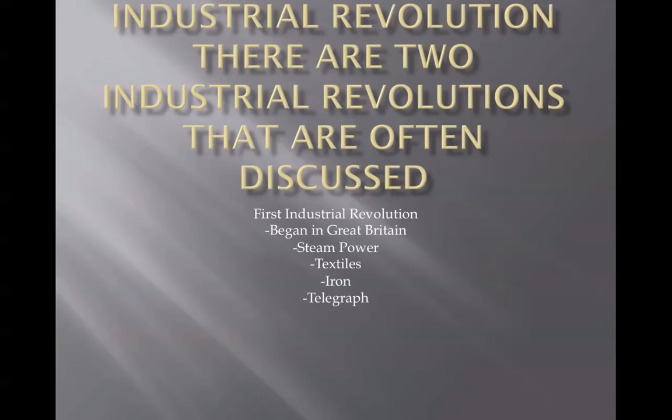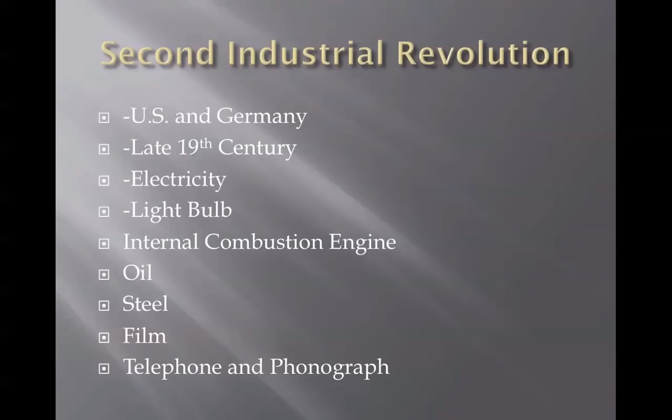So in history, usually when you take a world history class, the industrial revolution that they talk about is this industrial revolution. When you take an American history class, however, it's usually the second industrial revolution. The second industrial revolution began in the United States and Germany, and this is something that a lot of people don't realize: at the end of the 1800s, the late 19th century, how powerful of an economy Germany had. In fact, today, Germany also has a very powerful economy.